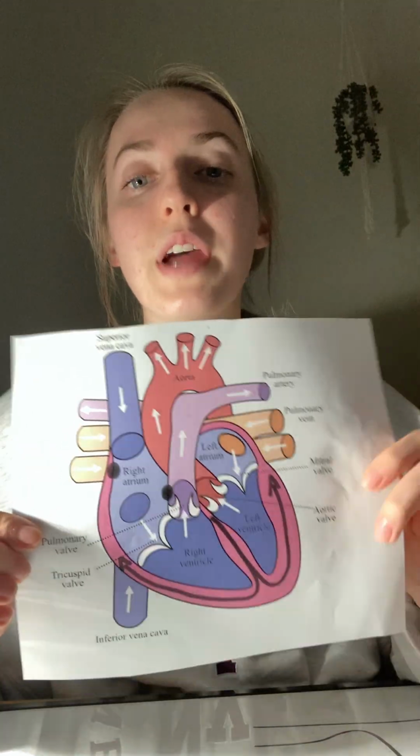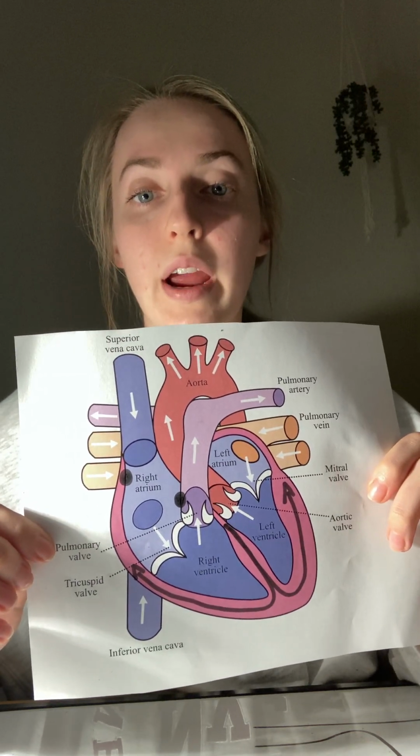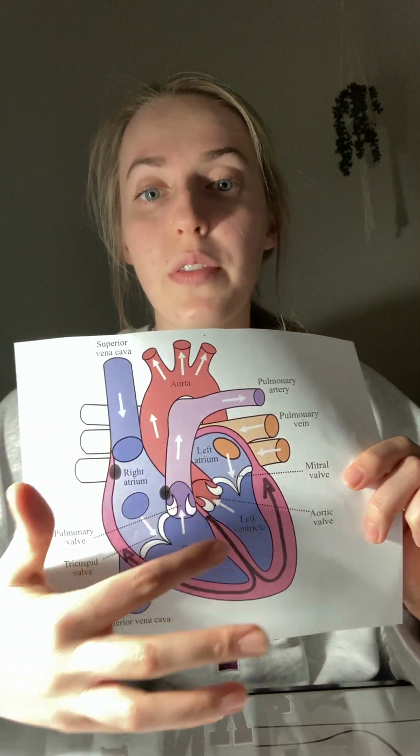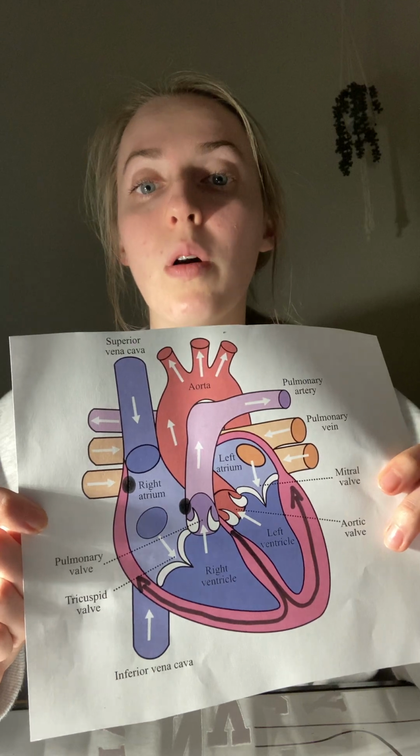So first off, I'm going to do a quick anatomy review with you guys. So I have a little diagram of the heart. The heart has 4 chambers. It has left and right atrium and left and right ventricle. The atriums are at the top, ventricles are at the bottom. And we're going to go through quick blood flow of the heart.